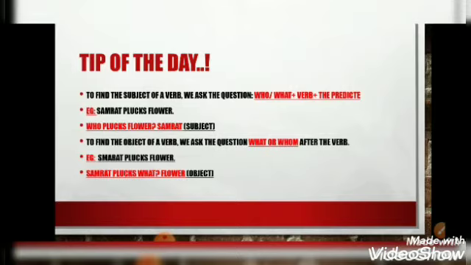The puppy is eating a bone. The puppy is the subject. And what is he eating? Bone. So basically, if we want to find out the object of a verb, we ask the question what. Samrat plucks what? Flower. So here flower is our object.